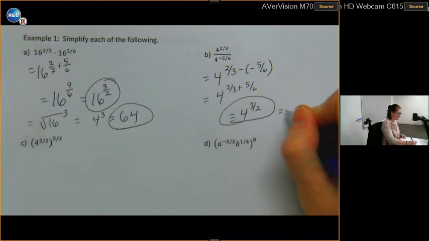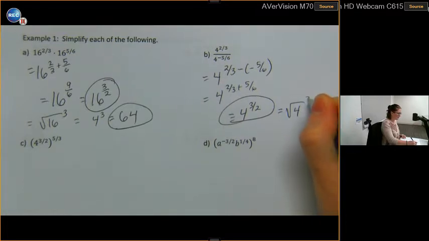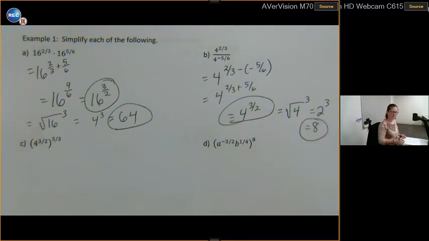On part B, rewrite it as the square root of 4 to the 3rd power. So it's going to be 2 to the 3rd. Final answer is 8.